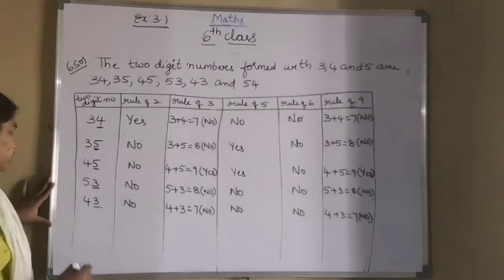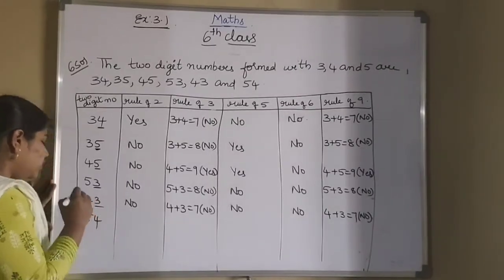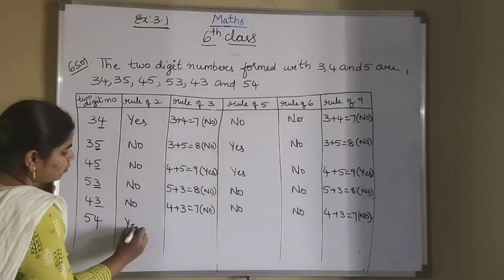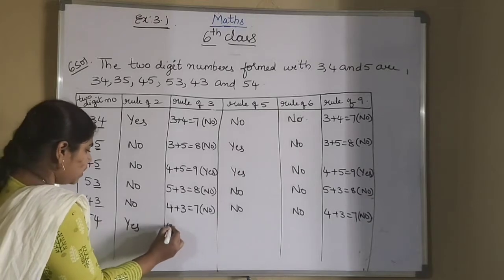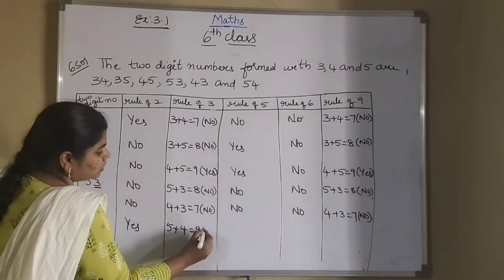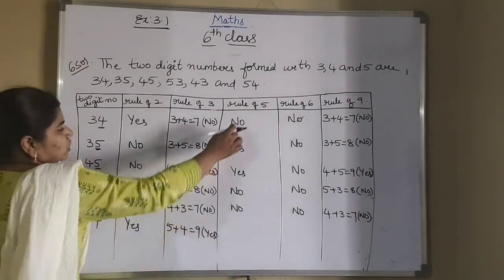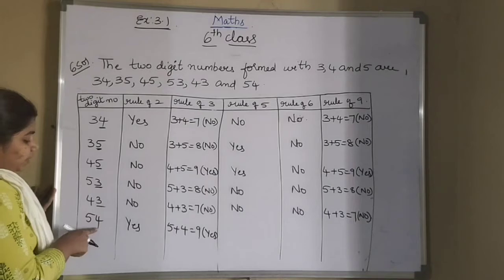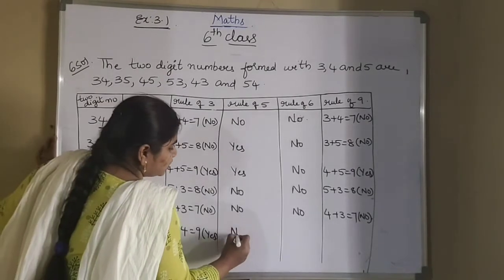So, the last one, that is 54. 4 is an even number, so it will be divisible by 2. Add these two numbers: 5 plus 4 equals 9. 9 is a multiple of 3, so that is yes. Next, rule of 5: last number should be 5 or 0, but it is 4 here. So it is no.